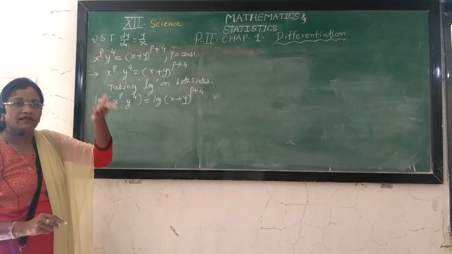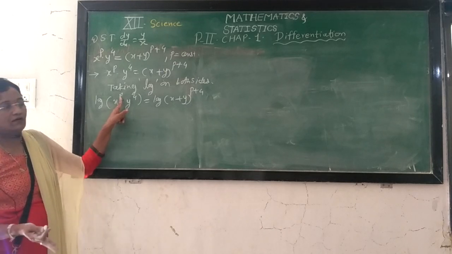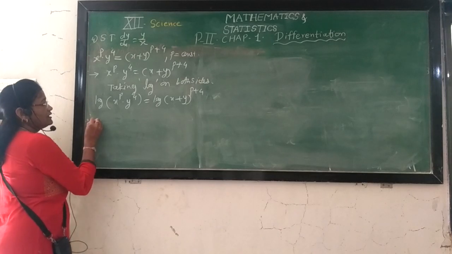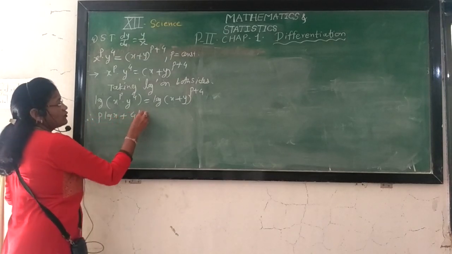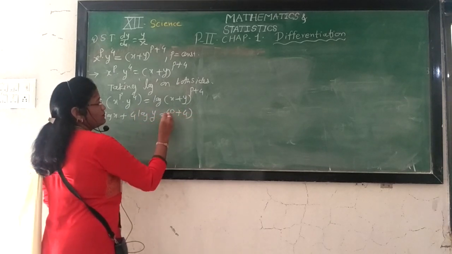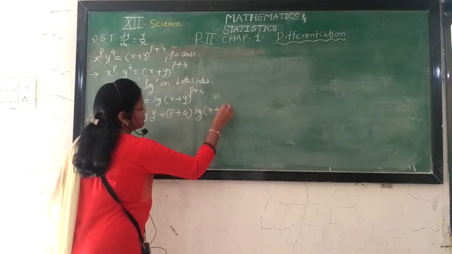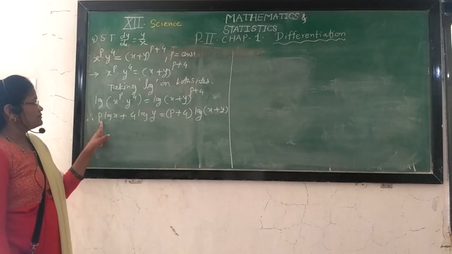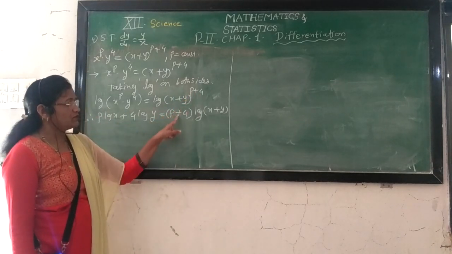And again the next rule, that is index. For this we can use the exponent law. Exponent becomes coefficient. So by using this rule we can write here, this is p times log x plus 4 times log y is equal to p plus 4 times log of x plus y. We may write direct simplification from this. P times log x plus 4 times log y is equal to exponent p plus 4 times log of x plus y.